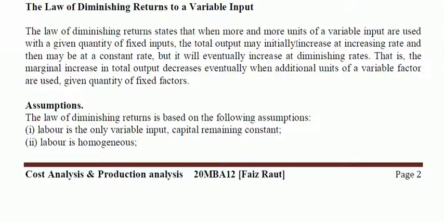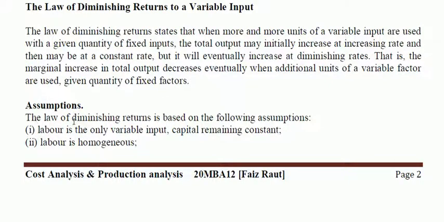The total output may initially increase at an increasing rate. That means output will definitely increase, but it will increase at an increasing rate. It will increase very fast, and then maybe at a constant rate. Initially it increased fast, then it increases slowly, but not at the rate at which it was increasing earlier. But it eventually increases at a diminishing rate, and then it will start to decrease after this. That is, the marginal increase in the total output decreases eventually when additional units of variable factor are used, given the quantity of fixed factors. Okay, so that is what it is.